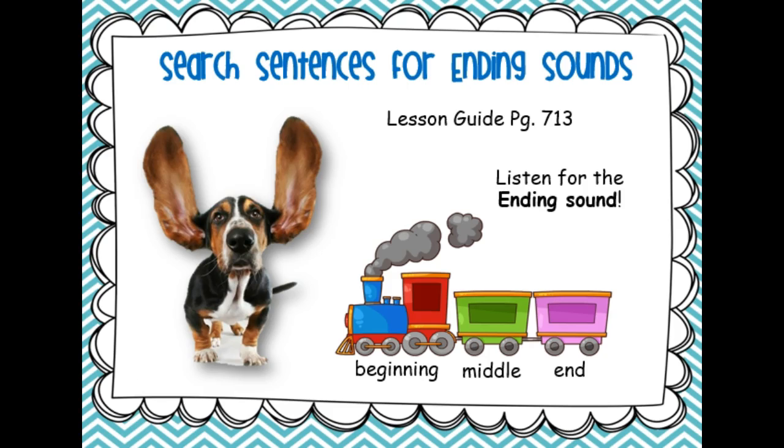Our next activity is found in the lesson guide on page 713. We're going to search sentences for ending sounds. Are you ready, boys and girls? When we look at this train, it has a beginning, a middle, and an end. The ending sound is the last sound that we hear when we say a word. Now I'm going to say a special sound that is at the ending of a word. I want you to repeat the sound and the word.